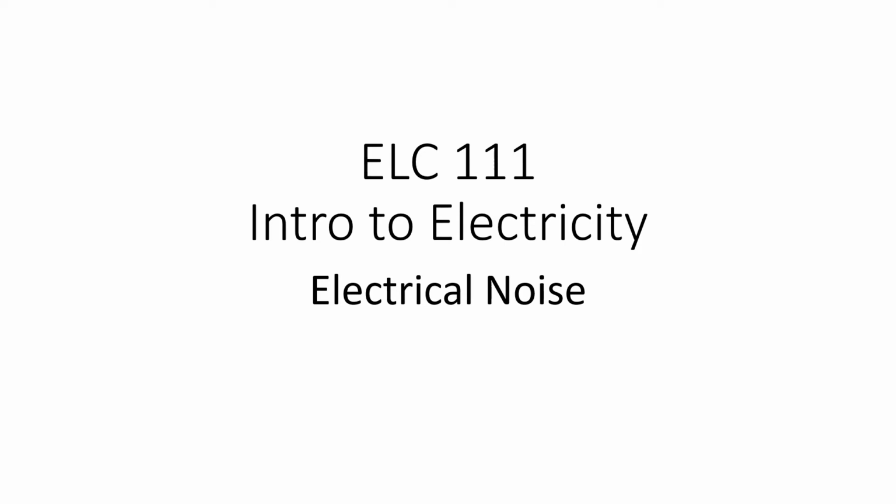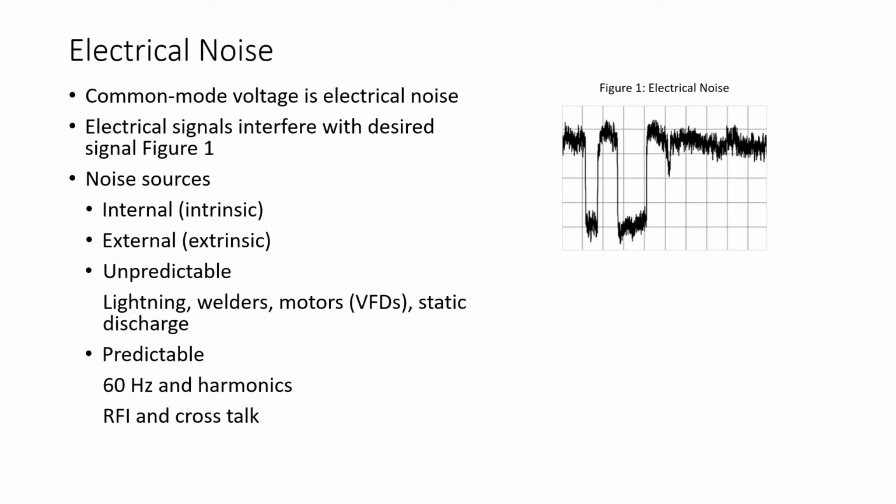This is ELC111, Introduction to Electricity, and this presentation is on electrical noise. Now, in the presentation on amplifiers, we talked about a common mode voltage as being an input to the amplifier, and this common mode voltage is electrical noise. Electrical noise is simply defined as an electrical signal that interferes with the desired signal as shown in Figure 1.